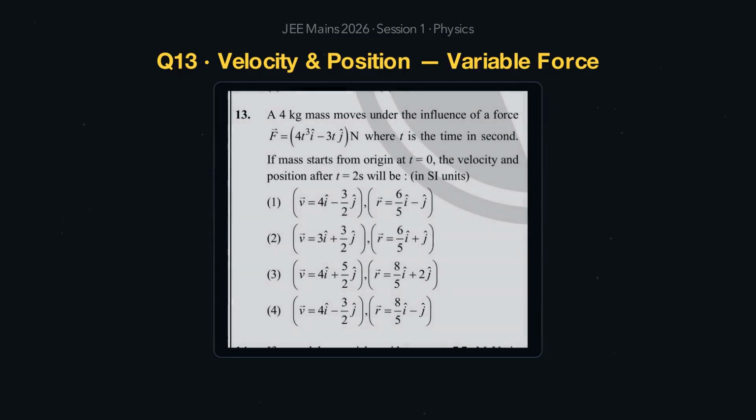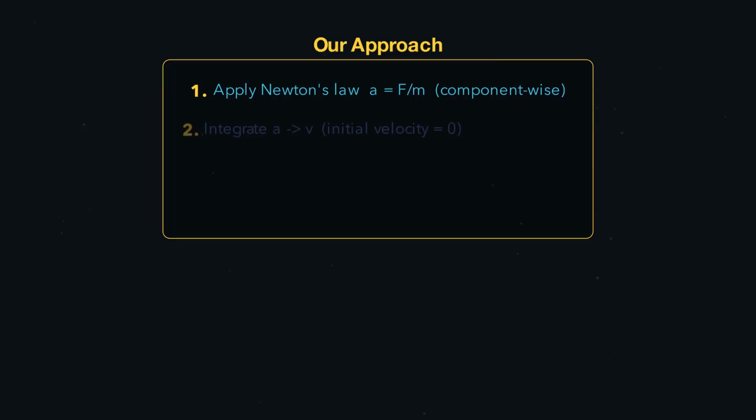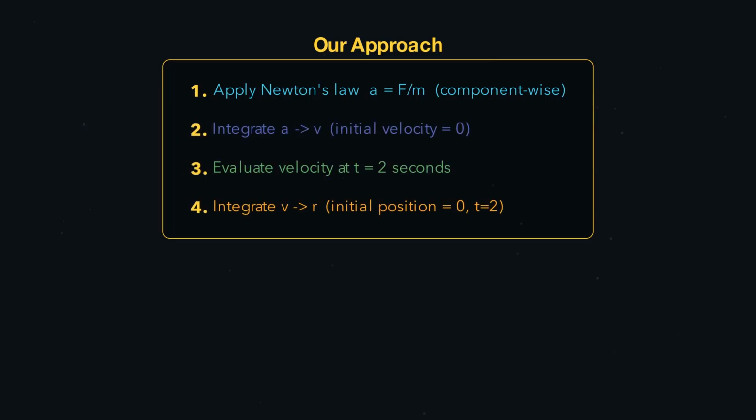A 4-kilogram mass is pushed by a force that keeps growing with time, stronger and stronger in both directions. We need its velocity and position at 2 seconds. Here's our approach. First, we identify the force as a function of time. Then, we integrate that force to find the velocity. Finally, we integrate the velocity to find the position. That integration will give us the velocity and position we need.